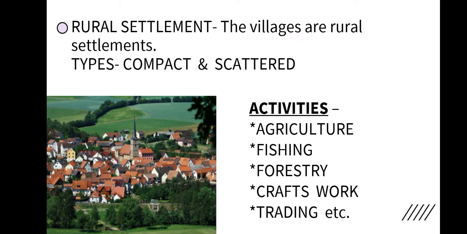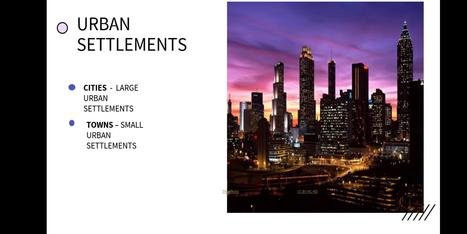Here comes rural settlement, which is also known as villages. Compact settlement is where settlement is in a closed area. Scattered settlement is in sparsely populated areas. Economic activities done here are agriculture, fishing, forestry, craft work, trading, etc. Urban settlements: large cities are large urban settlements like Delhi, Mumbai, etc. Towns are small urban settlements like Bharat, Muzaffarnagar, etc.